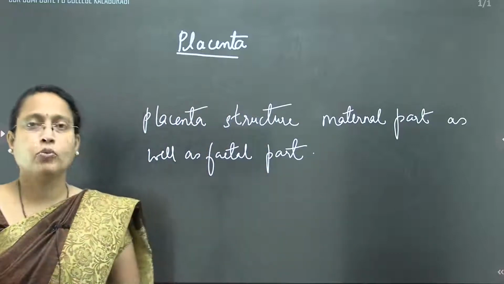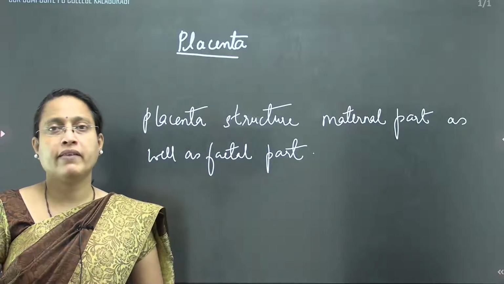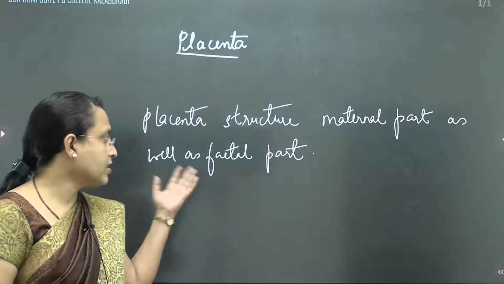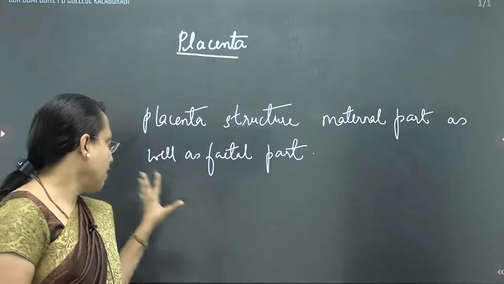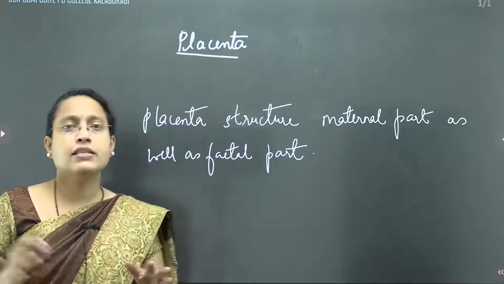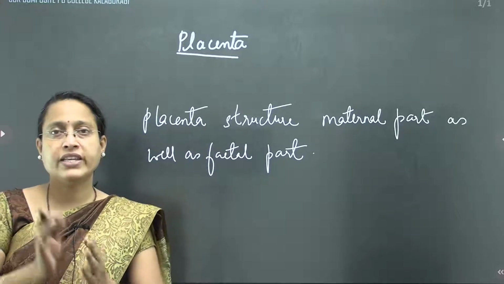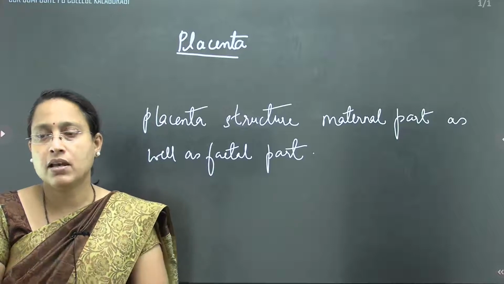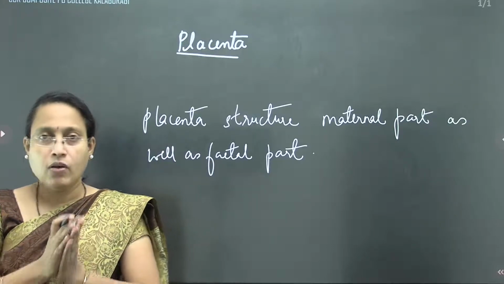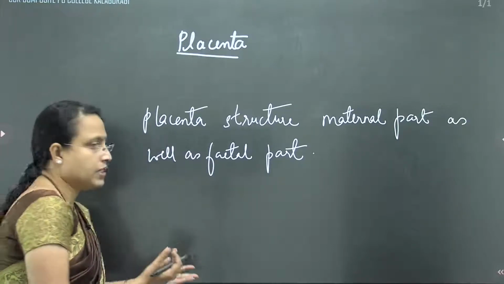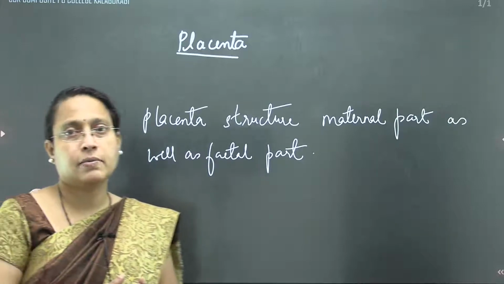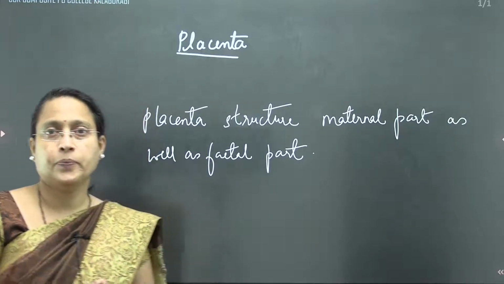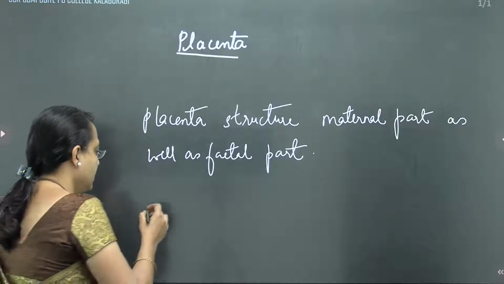So it means the human placenta is not formed just by the developing embryo and fetus, nor is it formed only by the maternal part. It is a contribution of both. That means the fetal part and the maternal part together form the placenta. So, from the fetal part, which structure establishes connection with the decidua of the mother?